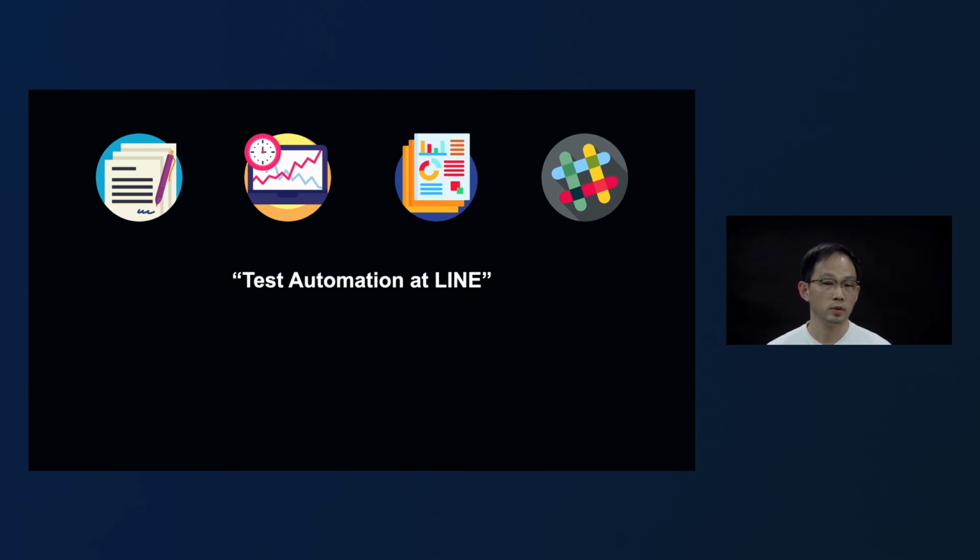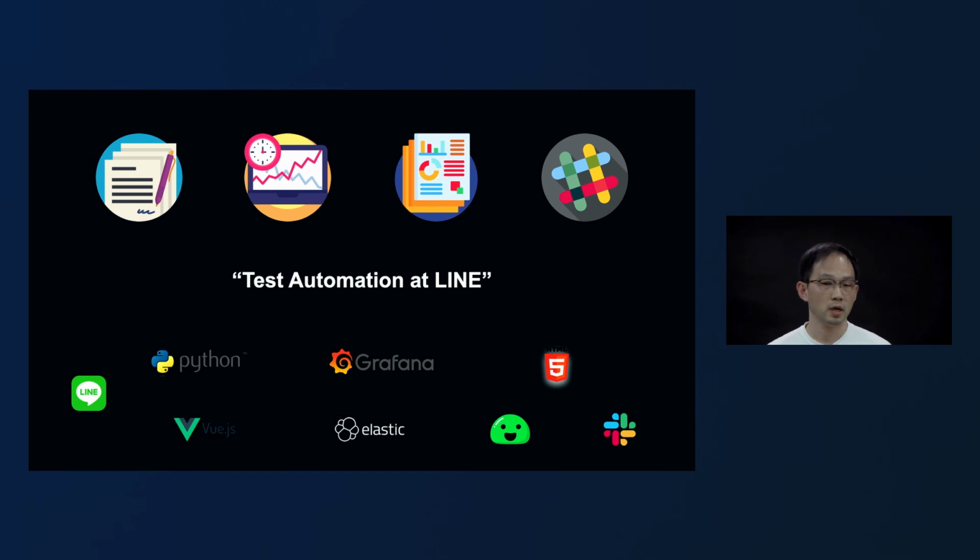There are lots of tools and skills out there to make our test automation system beautiful. And I mentioned only some of them in this presentation, such as Python, Vue.js, Grafana, Elastic, of course, Line, and so on. I would like you to keep those keywords in your mind, and I hope you take advantage of them and make your project successful.